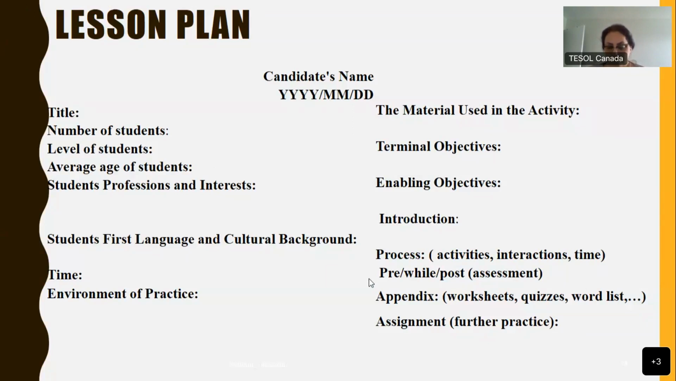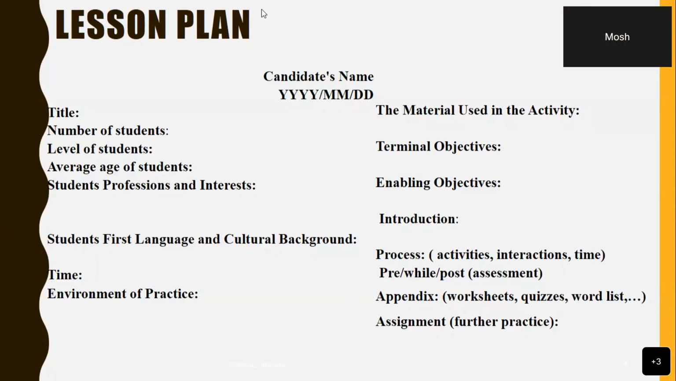I wanted to ask a question about the lesson plans. You have to put in the assumptions and also the students' first language and cultural background, and then the students' profession and interest. So there's a bit of an overlap between the assumptions and the first language and cultural background, I think.